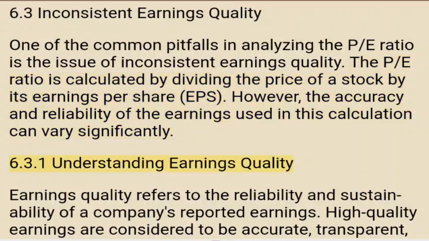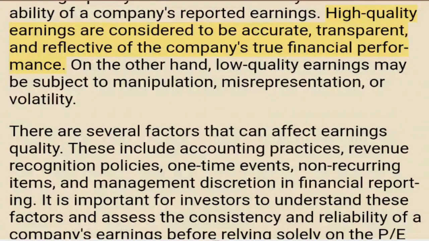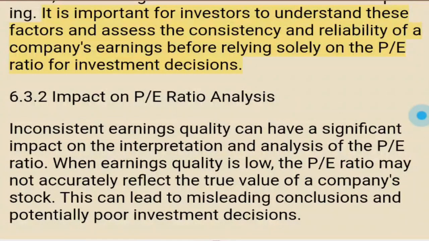6.3.1 Understanding earnings quality. Earnings quality refers to the reliability and sustainability of a company's reported earnings. High-quality earnings are considered to be accurate, transparent, and reflective of the company's true financial performance. On the other hand, low-quality earnings may be subject to manipulation, misrepresentation, or volatility. There are several factors that can affect earnings quality. These include accounting practices, revenue recognition policies, one-time events, non-recurring items, and management discretion in financial reporting. It is important for investors to understand these factors and assess the consistency and reliability of a company's earnings before relying solely on the P/E ratio for investment decisions.